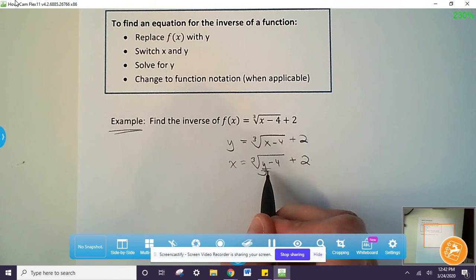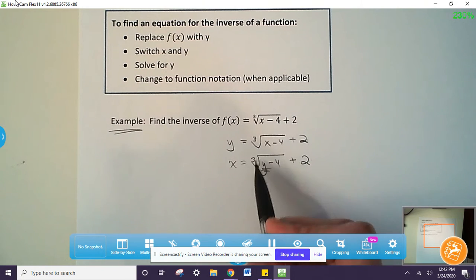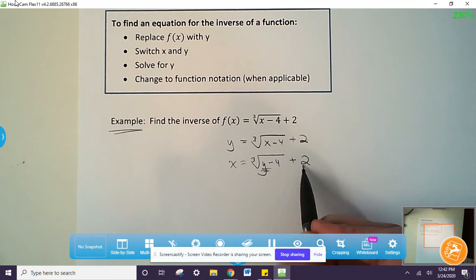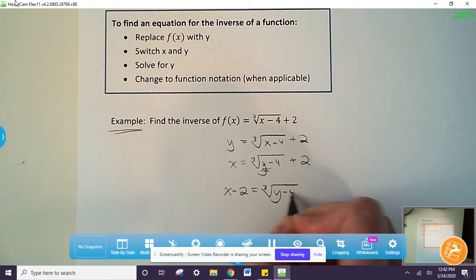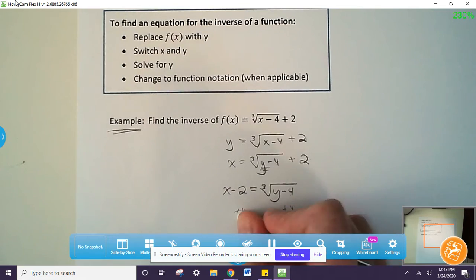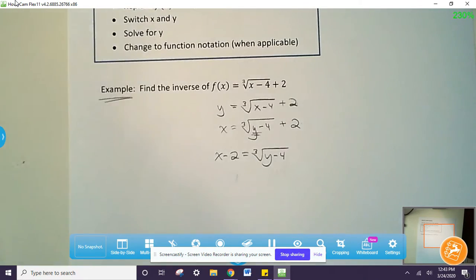To get y alone, we want to start to move things away. What's the first thing we can move away? Can we move the cube root, the -4, or the +2? The +2 is what we can move first, so we're going to subtract that over. And next, you can move the cube root. You can get rid of the cube root, but you can't get rid of the -4 yet. You can't go adding 4 to both sides at this step because that -4 is trapped inside that radical. So you do have to do things in a certain order.